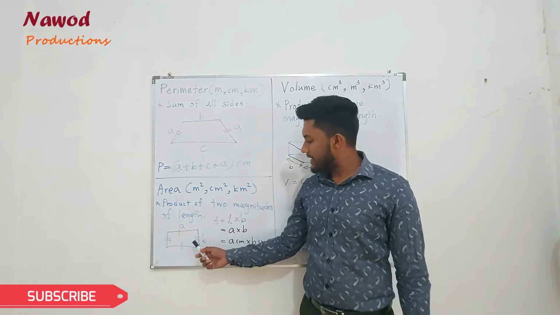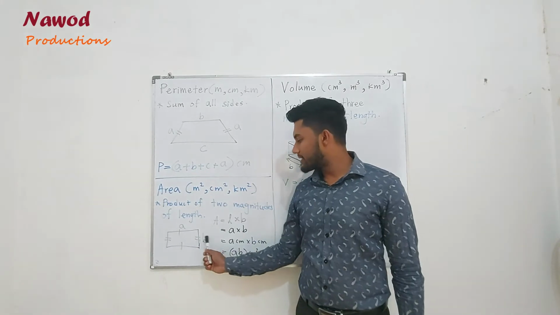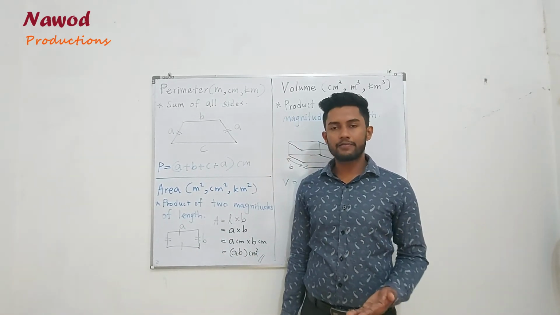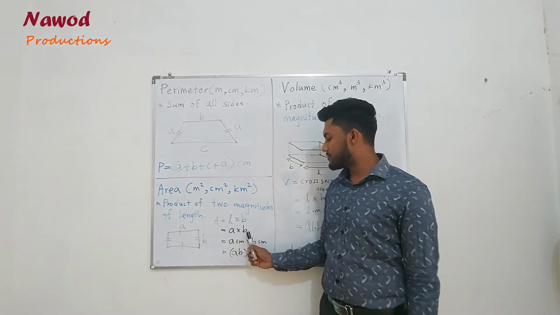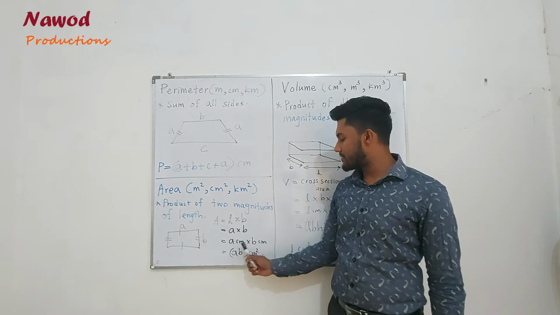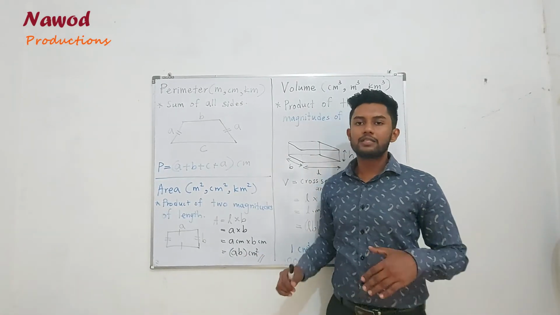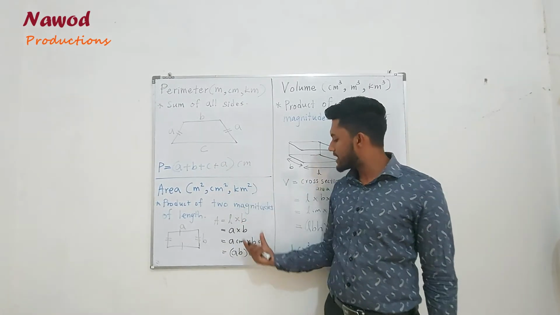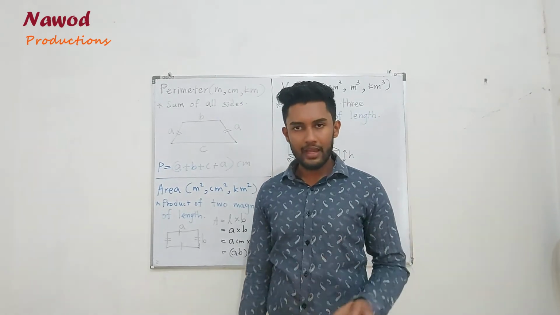Here when considering this rectangle, two sides are A and the other two are B. Then we are getting the area of the rectangle as length multiplied by breadth. A into B, A centimeters multiplied by B centimeters, AB centimeters squared. In the perimeter we are getting centimeters, here we are getting centimeters squared when using the area.